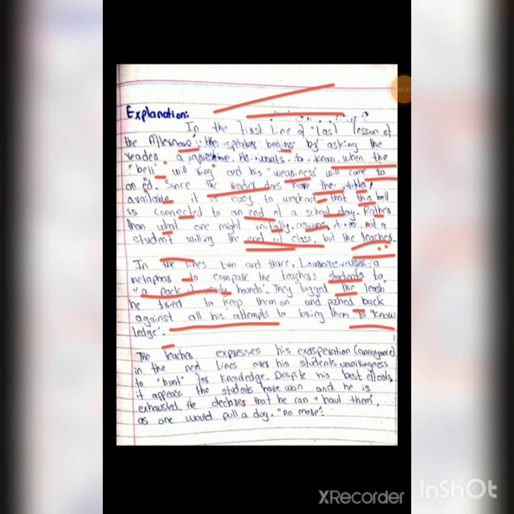Now the teacher expresses his exasperation, annoyance. Exasperation होती है annoyance. In the next lines, over his students' willingness to hunt for knowledge, despite his best efforts, it appears that the students have won and he's exhausted. So now the students have won. It seems like the students have won and the teacher is exhausted and he's failed in his attempt to teach the students. Okay? And he's willing to end his teaching career. He declares that he can hold them as one would pull a dog no more. Okay, so that was the first stanza.